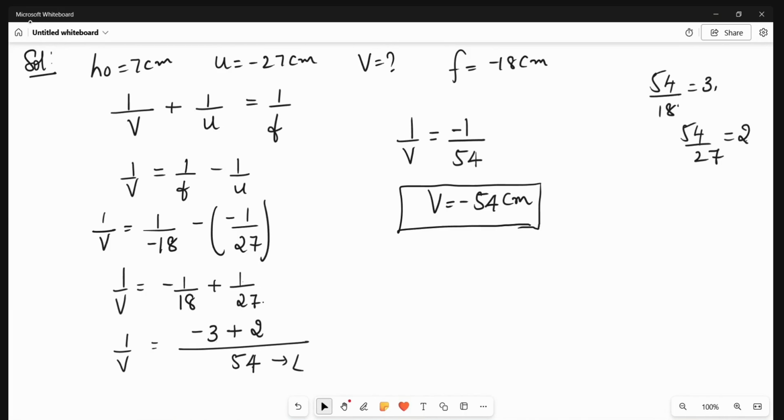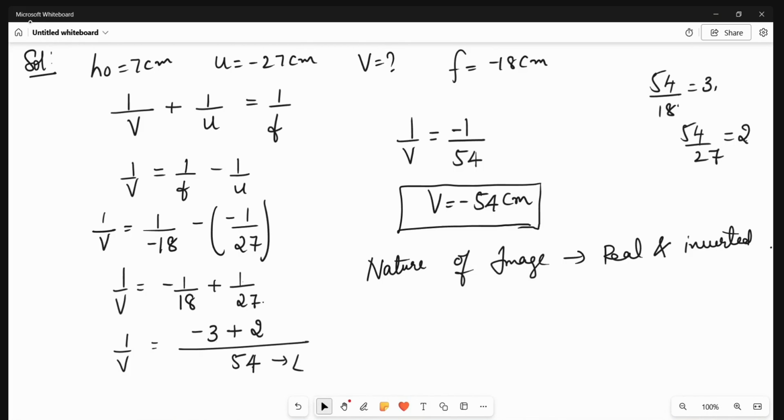Then what else is asked? Now, what is the nature of the image here? It is real and inverted. On the same side, if you are getting it, it's real and inverted, right? The nature of the image is real and inverted. Okay, and he's asking the size. So how to calculate the size? You have to use the magnification formula.